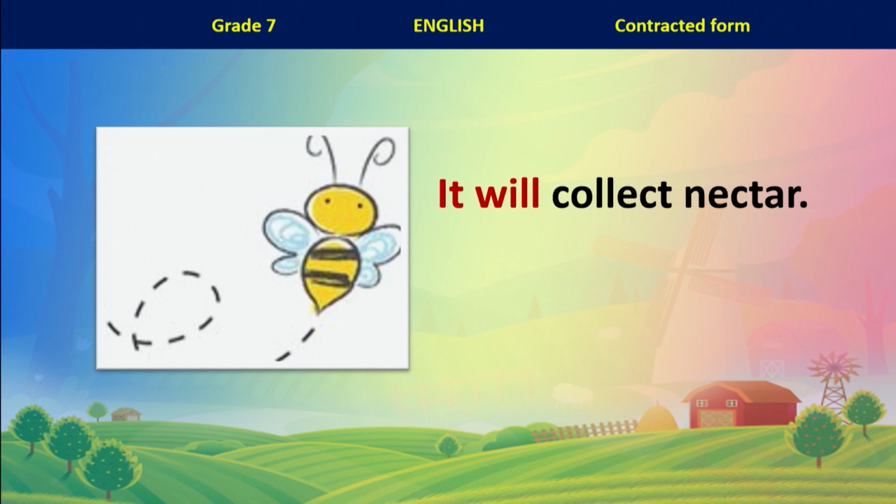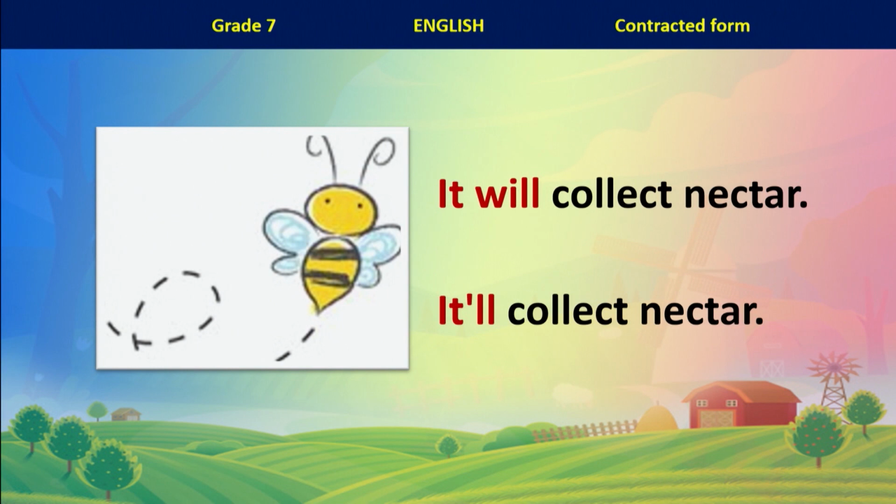It will collect nectar. Children, you can see a bee here in this picture. Bee drinks nectar from flowers. You know the meaning of nectar. That is the sweet liquid you find in flowers.